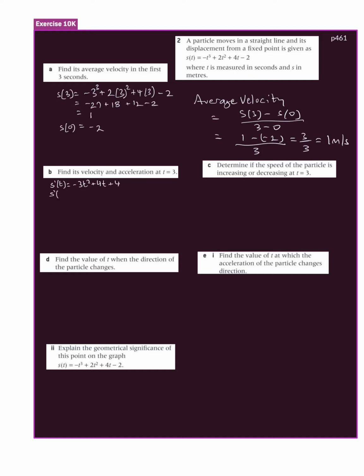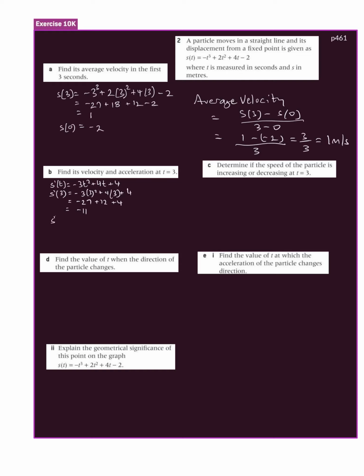And what we need to put in there is 3. So we've got minus 3 times 3 squared plus 4 times 3 plus 4. So that's going to be minus 27 plus 12 plus 4. That's going to be minus 11.